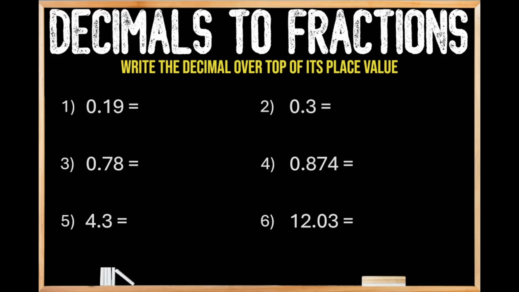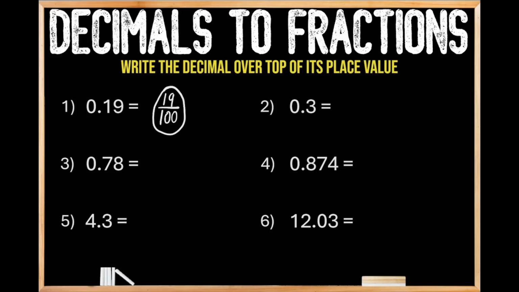So for question number 1, we have 19 hundredths. And since we're in the hundredths place, our denominator here is going to be 100. And then our numerator is going to be the value of our decimal, which in this case is 19, for the fraction of 19 hundredths, which is equivalent to the decimal of 19 hundredths. We've just written it in fractional form.